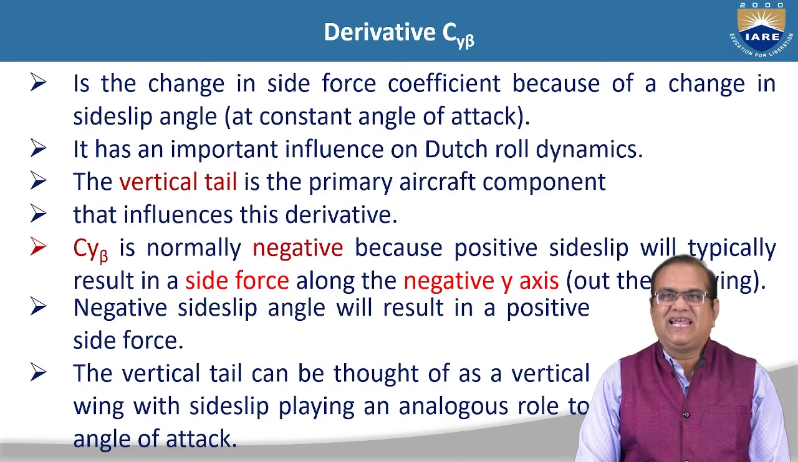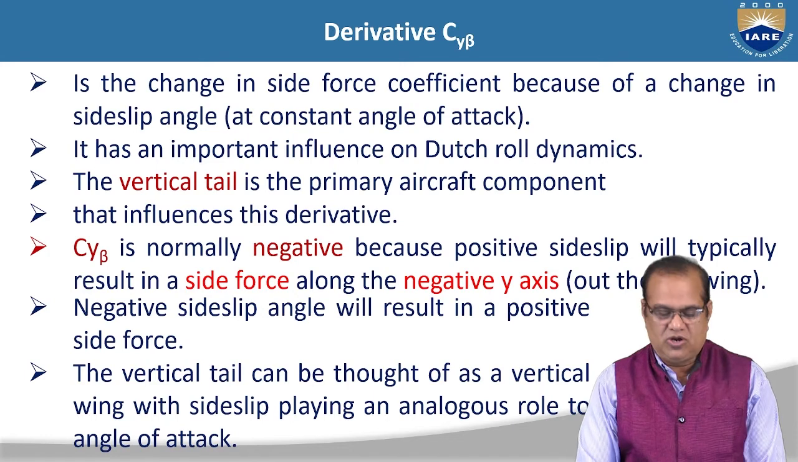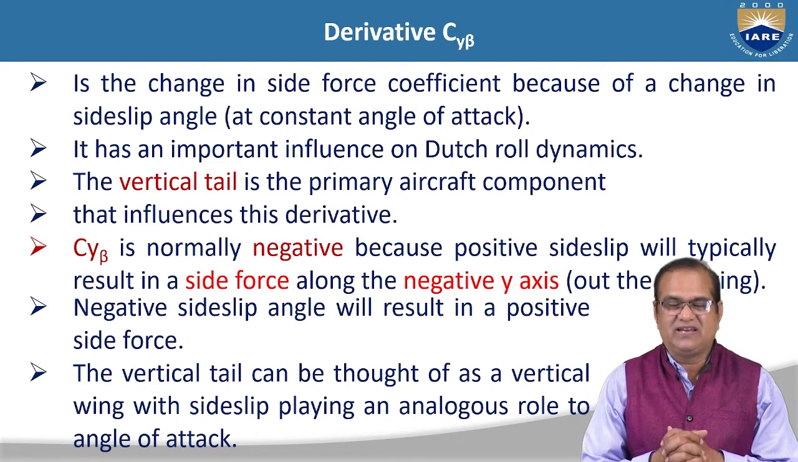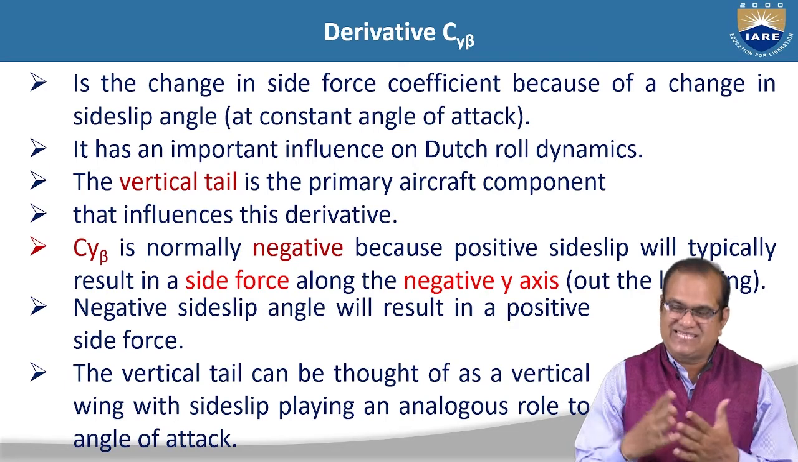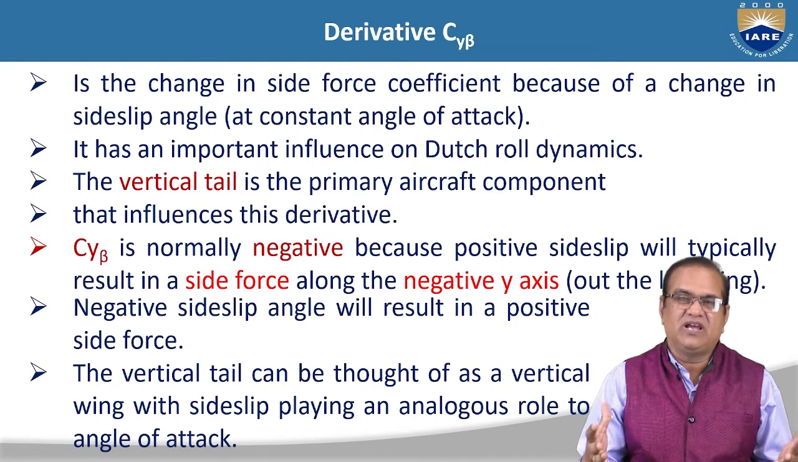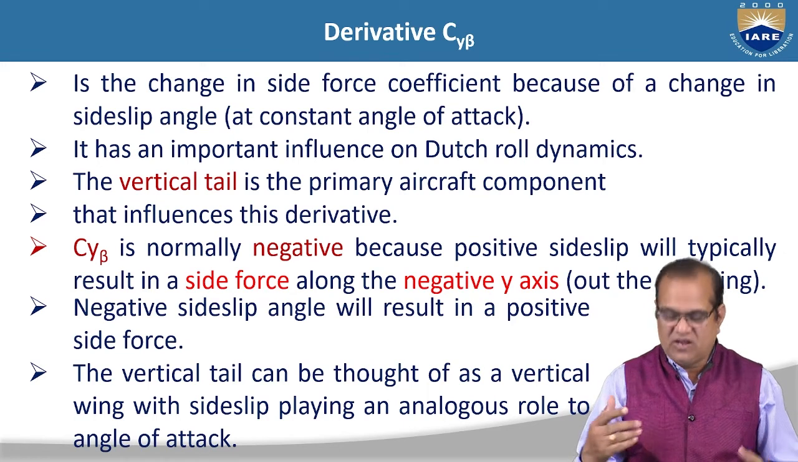The vertical tail can be thought of as a vertical wing, with the side slip playing an analogous role to the angle of attack. So it is just like a wing and angle of attack. In the same way, the side slip and the vertical tail, the vertical fin, both are acting in the same way. The angle of attack is equivalent to the side slip angle in the vertical tail.